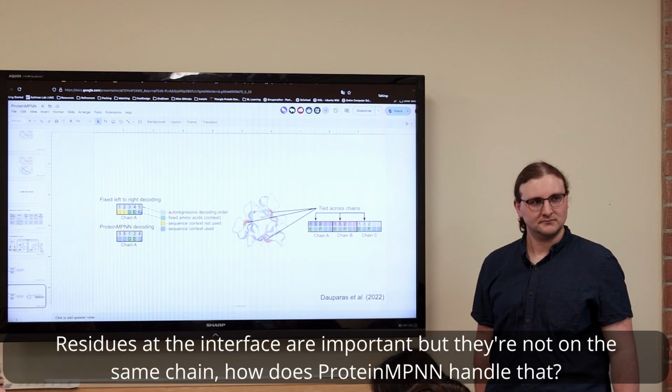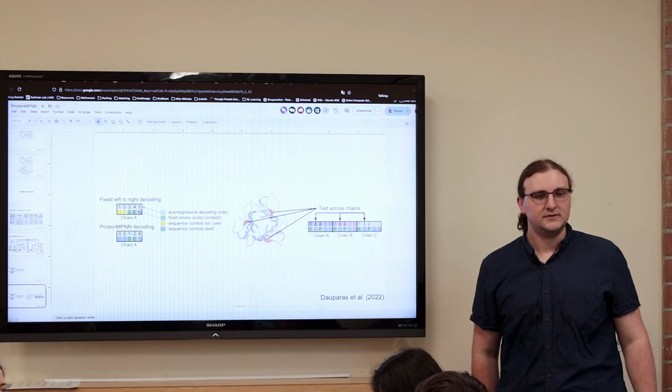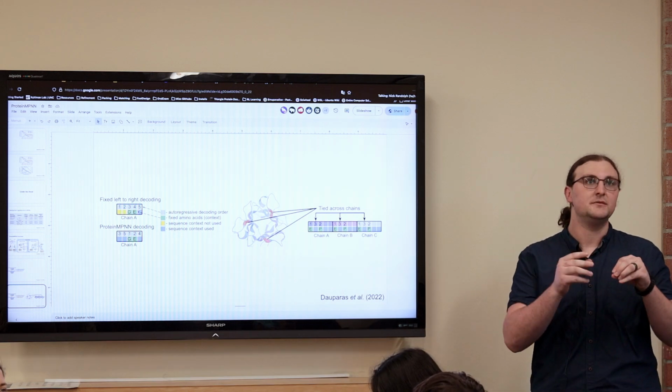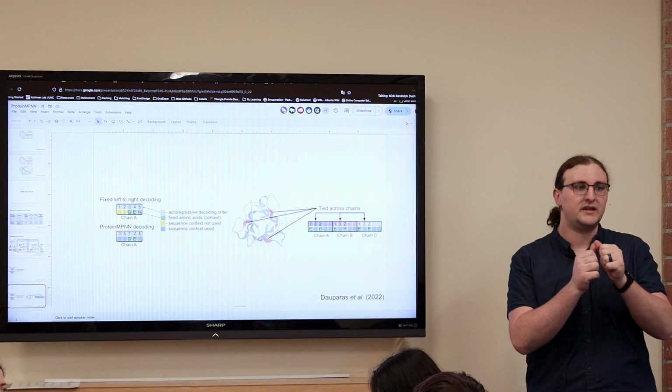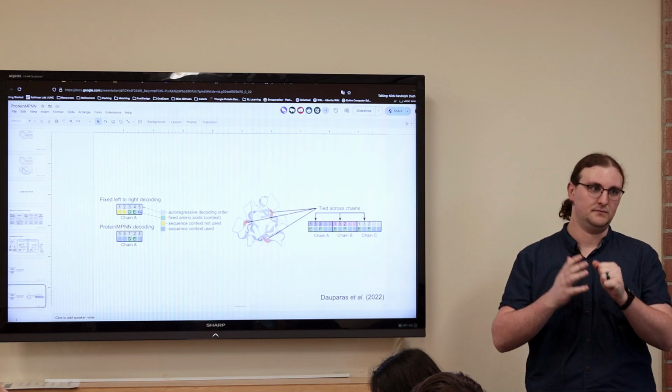If residues at the interface are important, but they're not on the same chain, how does ProteinMPNN handle that? So it still looks at them because the nearest neighbors are based on 3D space. It doesn't really care that it's in a different chain. They're still nearest neighbors, so it's still going to be able to talk to them.